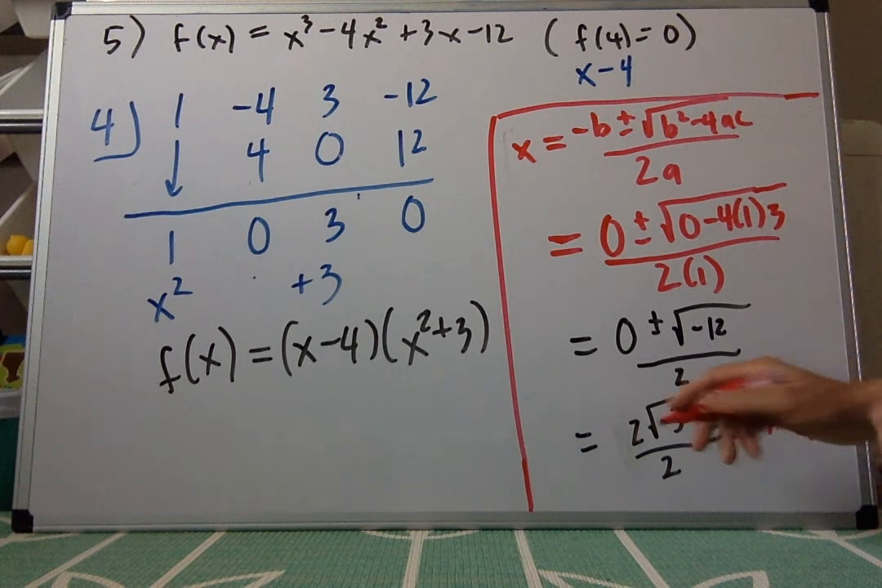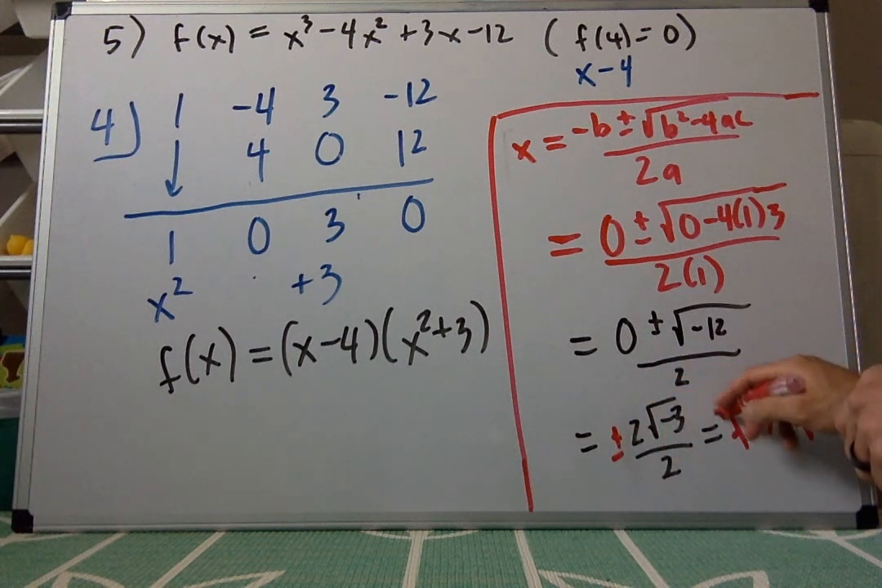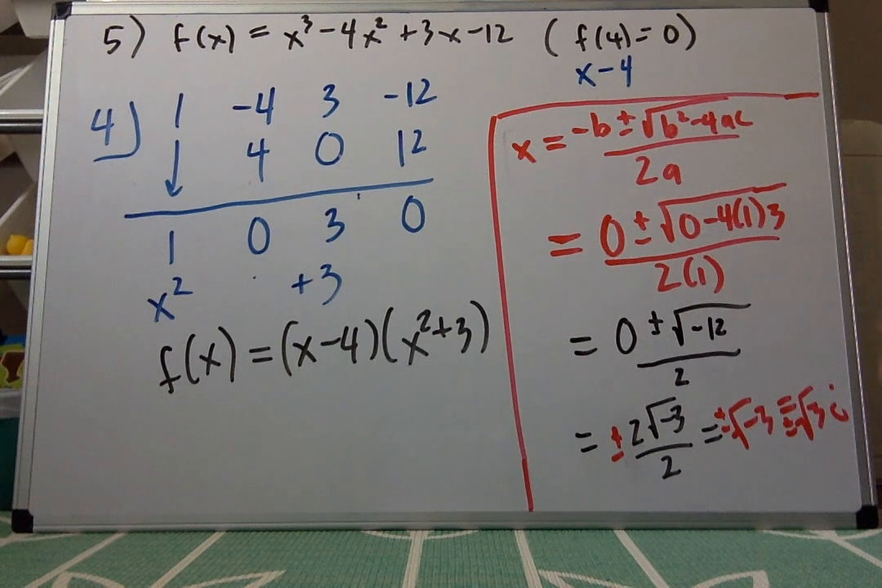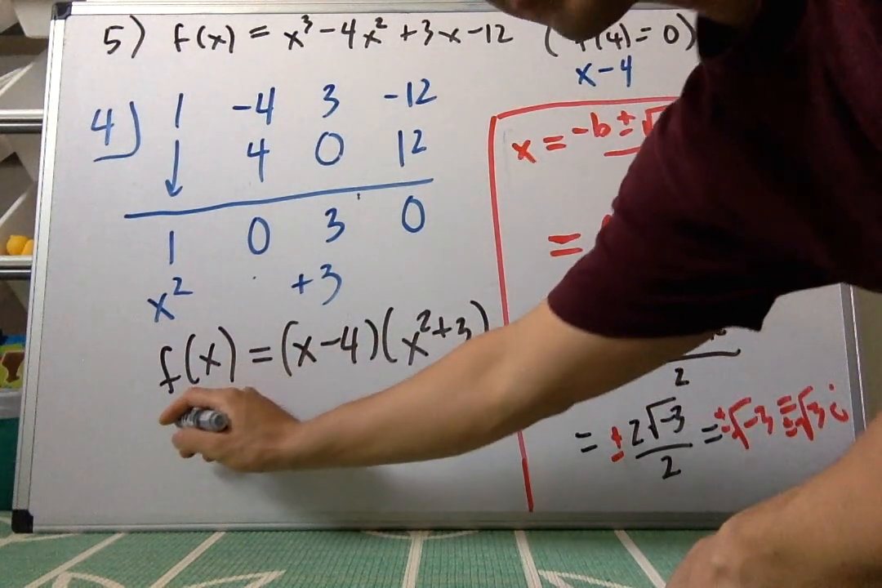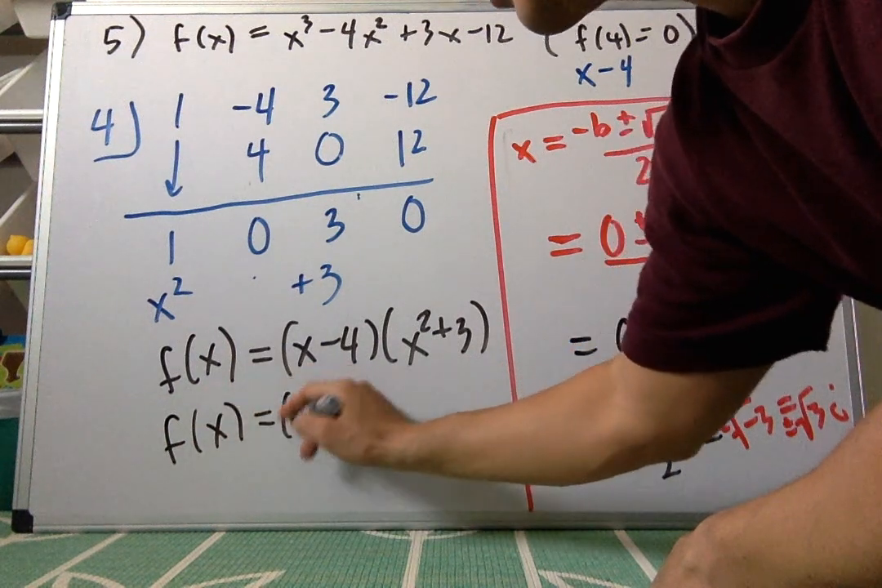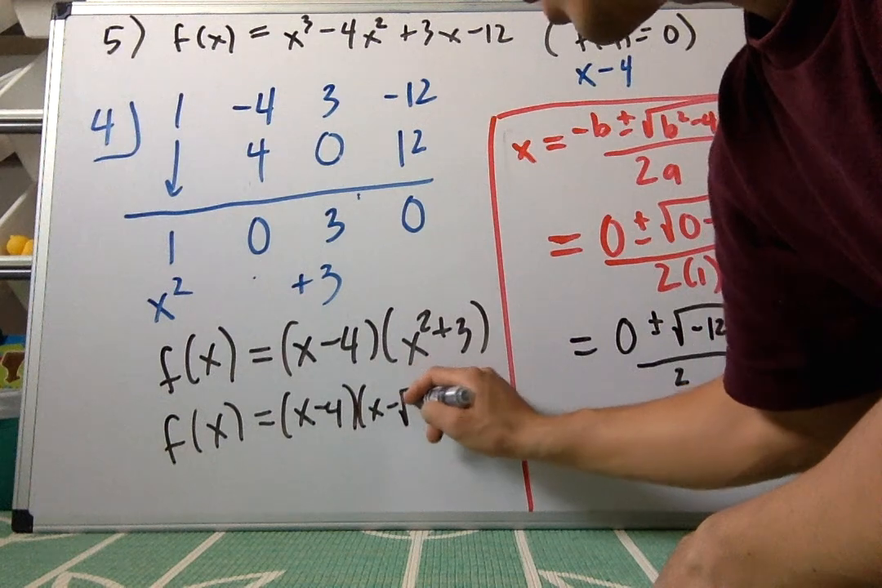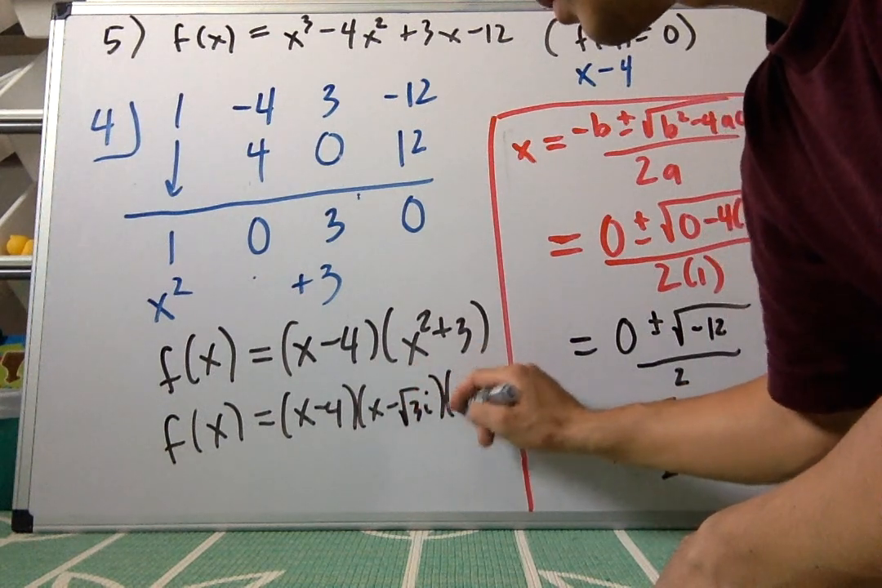Remember, there is actually a plus or minus here, though. So in actuality, I'm going to get the positive square root of 3i and the negative square root of 3i. All right, what does that mean for my function? Coming back to the function, that means I can write it this way. F of x is equal to x minus 4, x minus the square root of 3i, and x plus the square root of 3i.